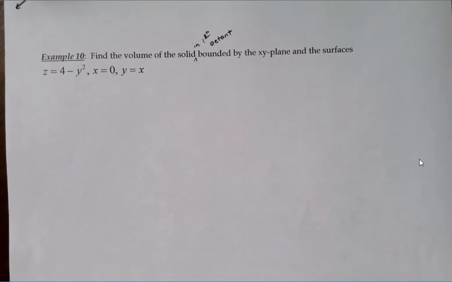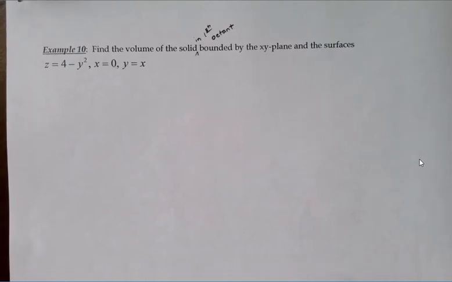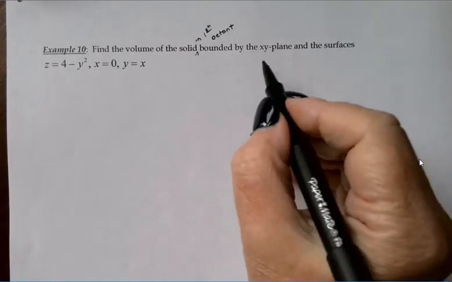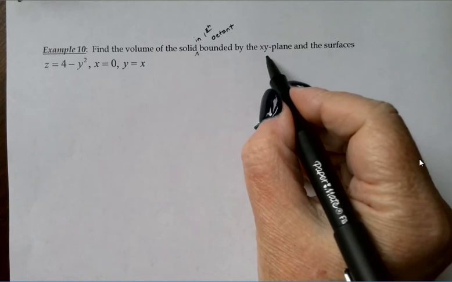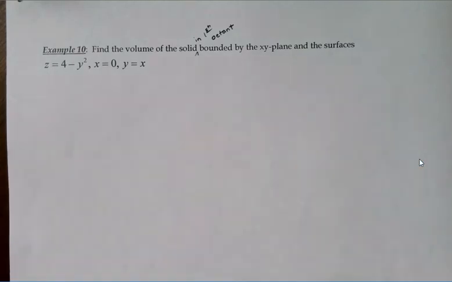All right, in example 10, we would like to find the volume of the solid, and I'm going to specify just in the first octant, bounded by the xy plane, and the surfaces z equals 4 minus y squared, x equals 0, and y equals x. Now, one of the things that you're going to probably face challenges with here is trying to visualize what's going on. Some problems you can do almost without visualizing, but others the visualization is going to be extremely important. So I'd like to give you a few different ways of thinking about this.